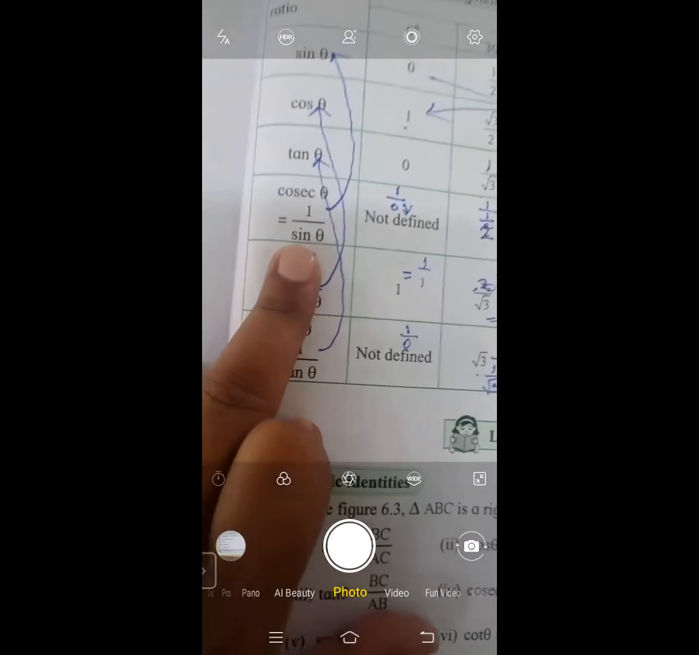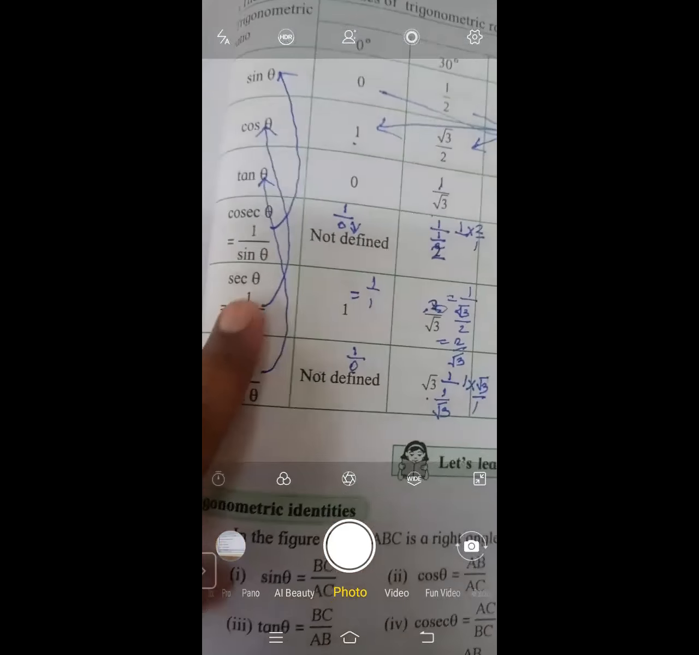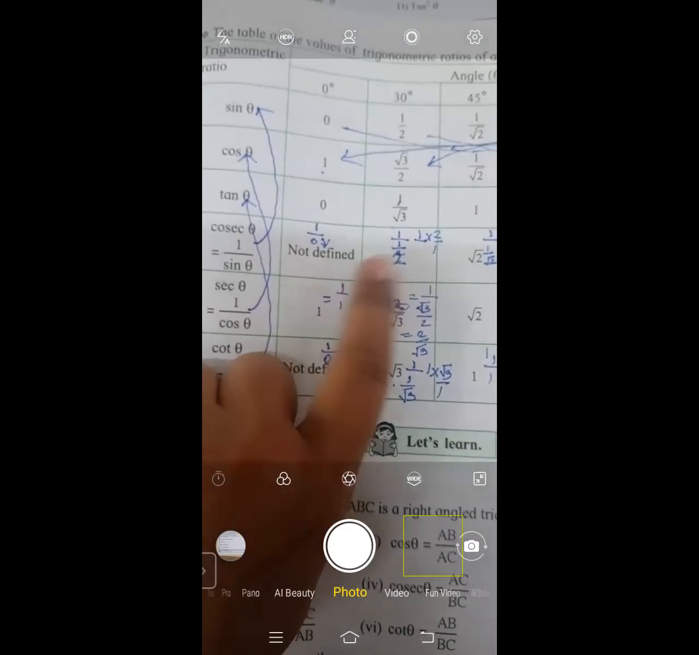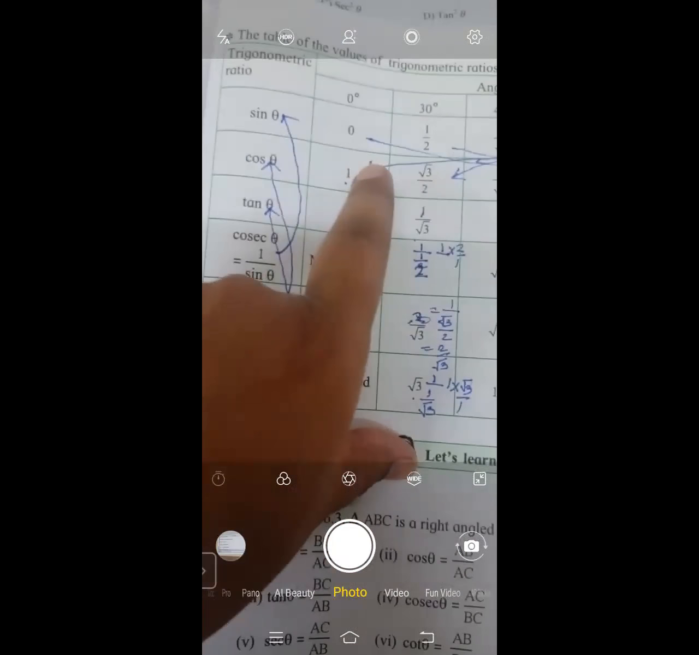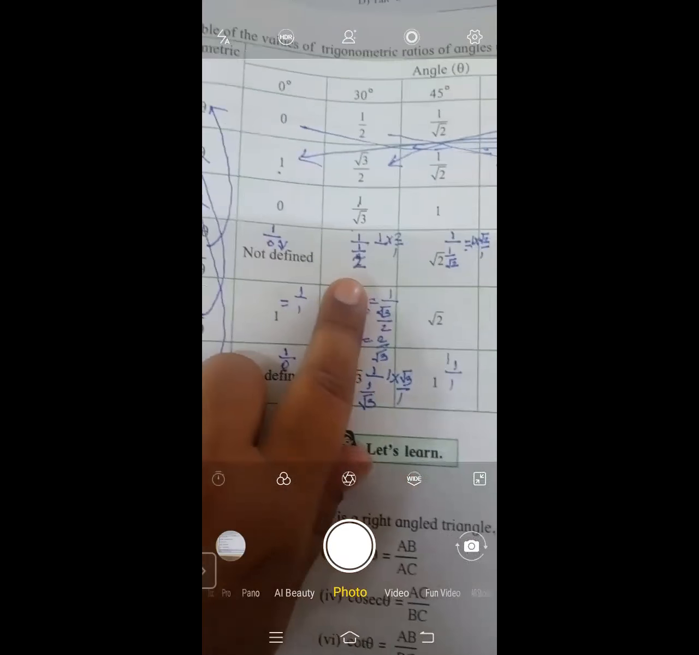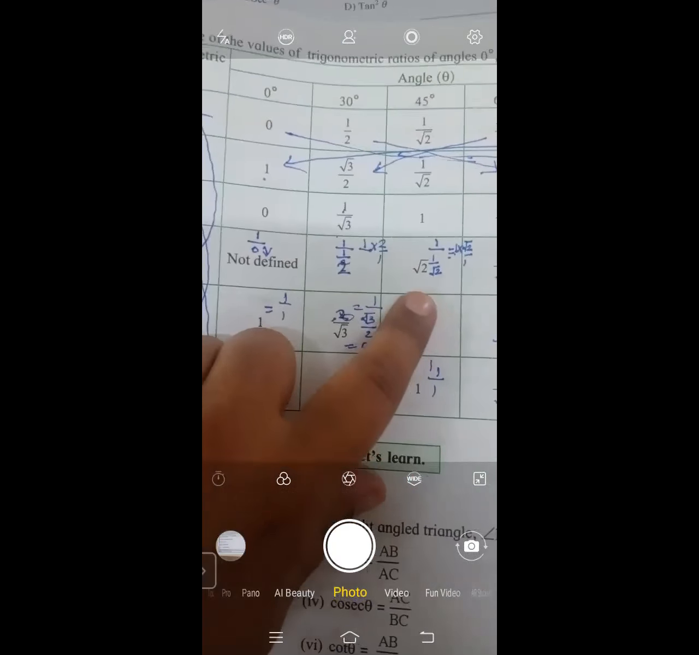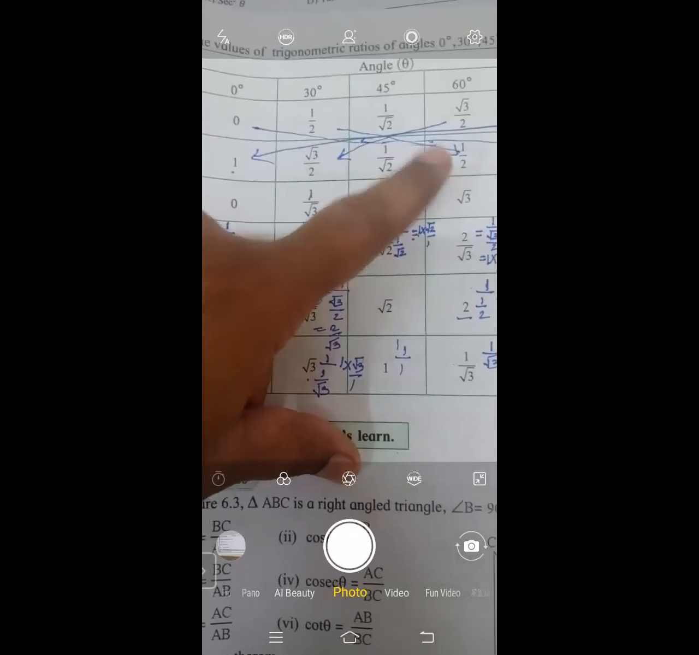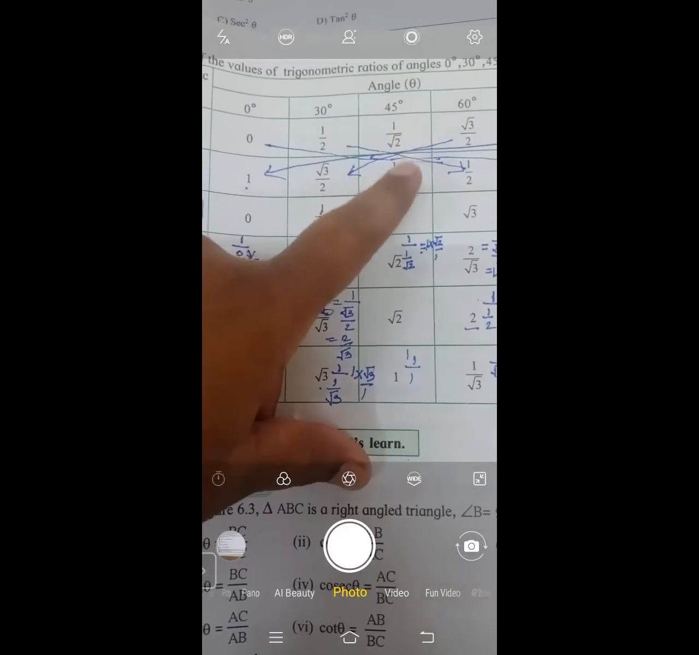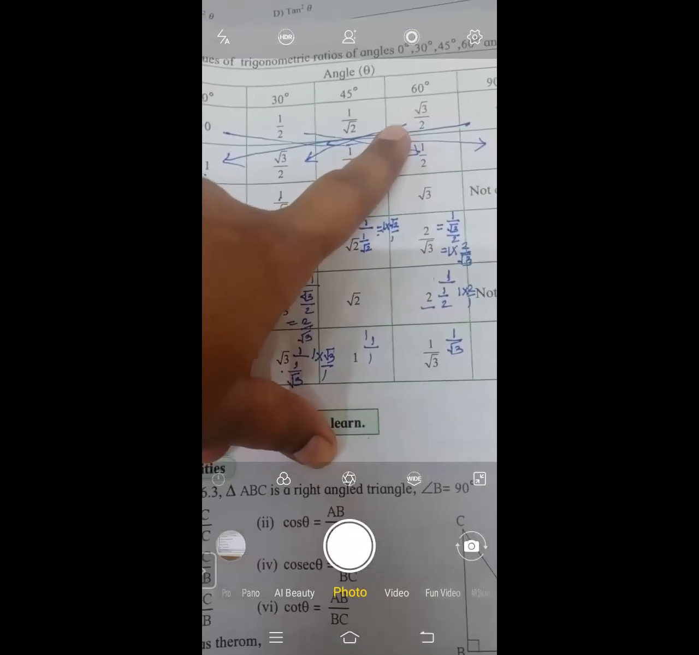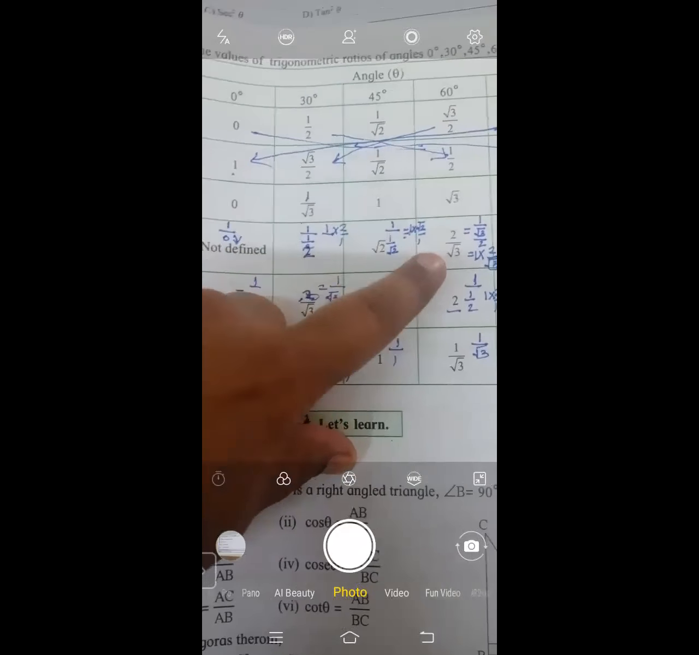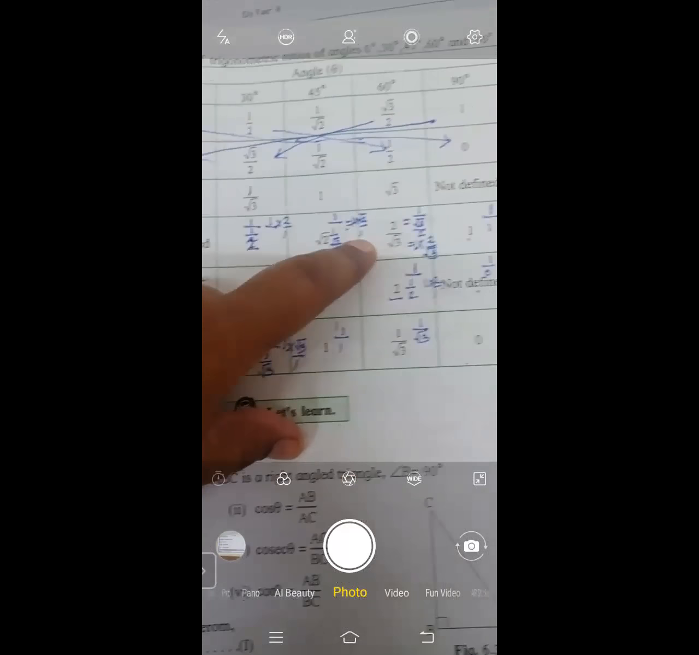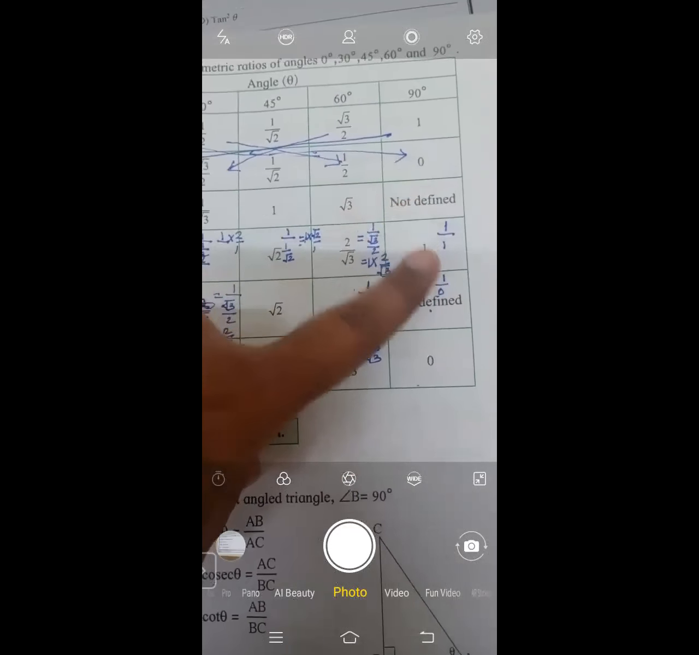What we did for cosec theta, we just took the reciprocal of sine theta. Okay, so sine theta is 0, 1 upon 0 becomes not defined. Okay, this is 1 upon 2, which becomes only 2 itself. Okay, this is 1 upon root 2, which remains only root 2. We are taking the reciprocal of it. Reciprocal means denominator goes to the numerator and numerator comes in the denominator. Okay, you can see it is root 3 upon 2, it becomes 2 upon root 3. For 90 degree, it is 1.